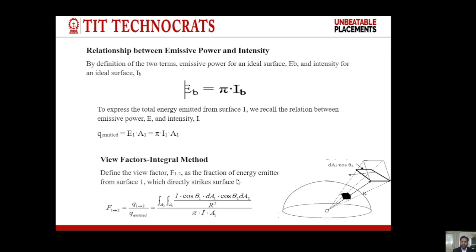Now the next term is the view factor by using the integral method. So define the view factor F12 as the fraction of energy emitted from surface 1 which directly strikes surface 2. So the view factor may be defined as the fraction of radiation energy emitted from surface 1 and directly striking surface 2.